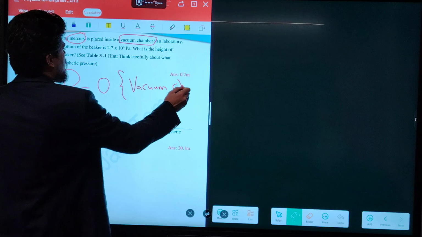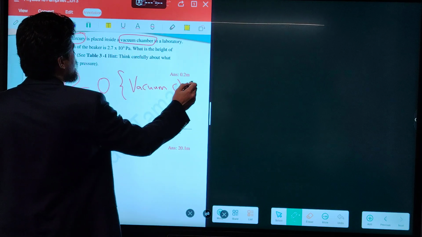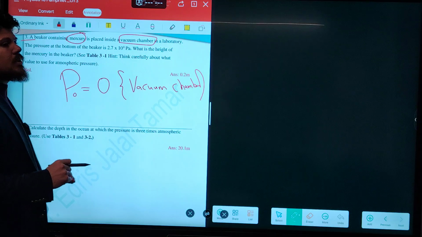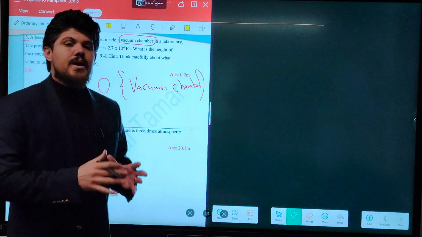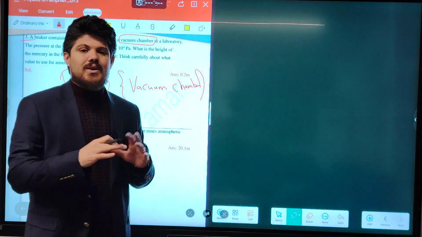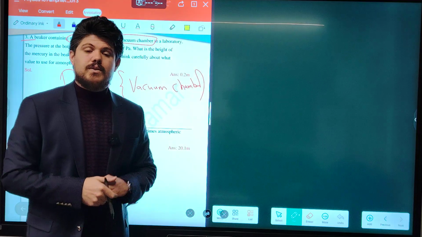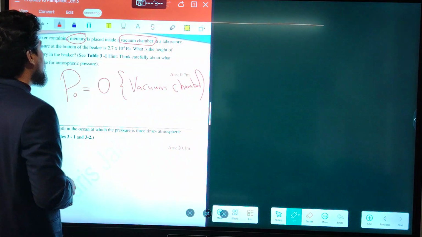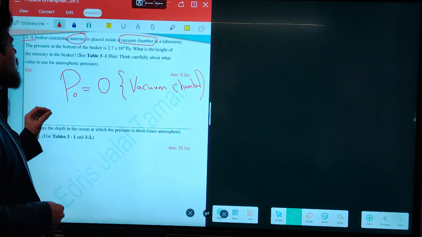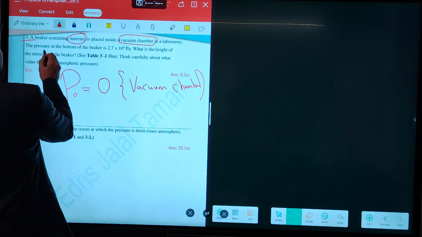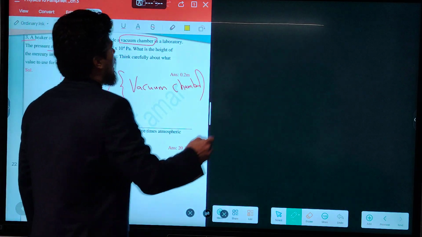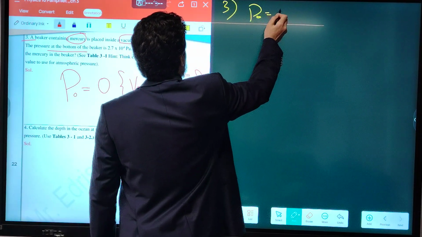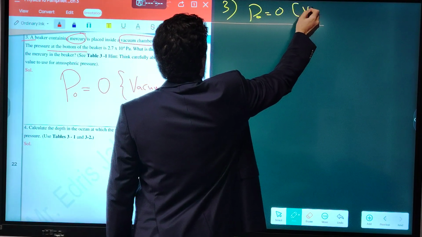In a vacuum, there is no atmospheric pressure. Guys, listen carefully. When does P naught equal 0 in a vacuum? When there are no particles. If there are no particles, there is no atmospheric pressure. In a vacuum chamber, the atmospheric pressure is 0. The pressure at the bottom of the beaker, in question 3, P naught is 0. Why? Because vacuum.